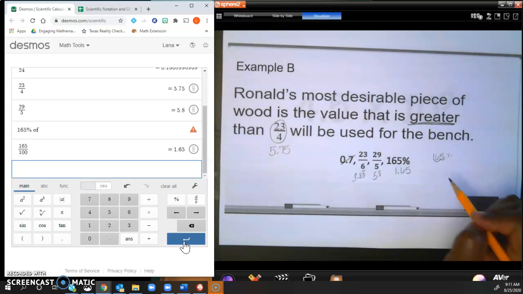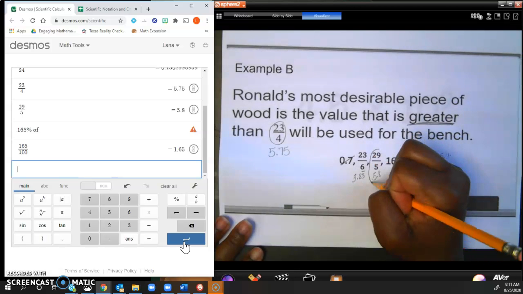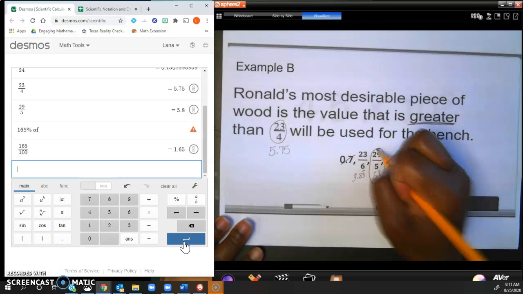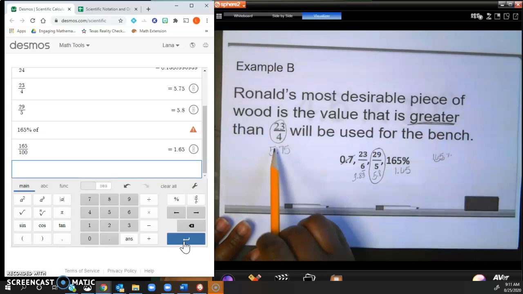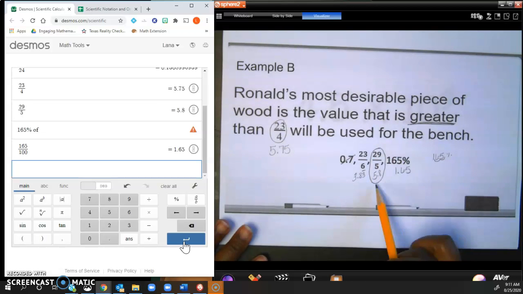So which number is greater than 23 fourths? It would be 29 fifths. 29 fifths is greater than 23 fourths because it's worth 5.8.